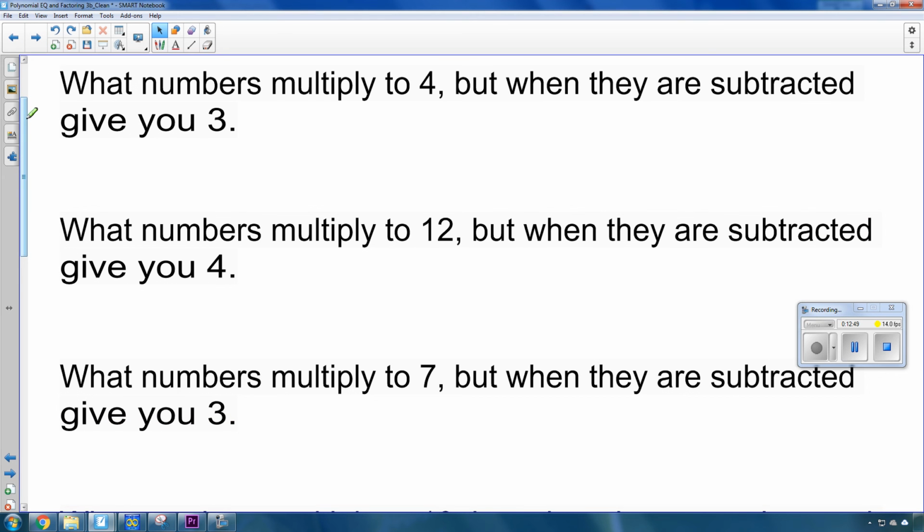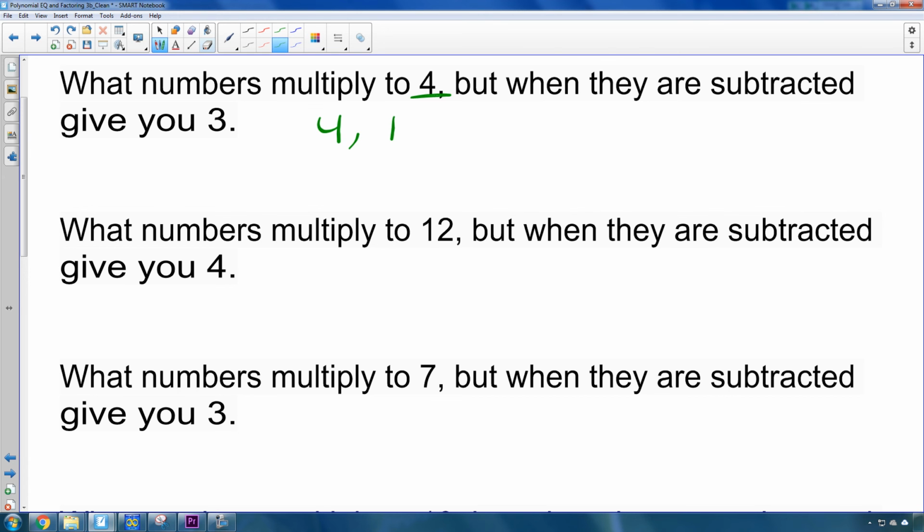So 2 numbers that multiply to 4, but they subtract to 3. Well, we know that multiplying to 4, it can't be 2 and 2 because that's not going to subtract to 3. What will multiply to 4 also is 4 and 1. Those will also subtract to 3, agree? Yeah. So that's what we're doing.